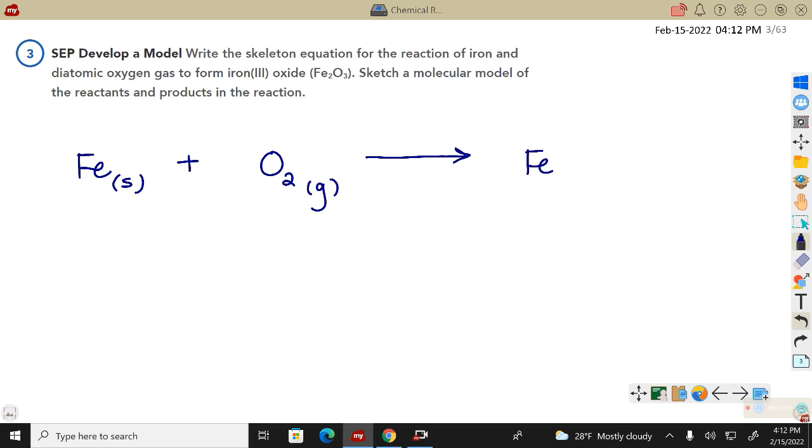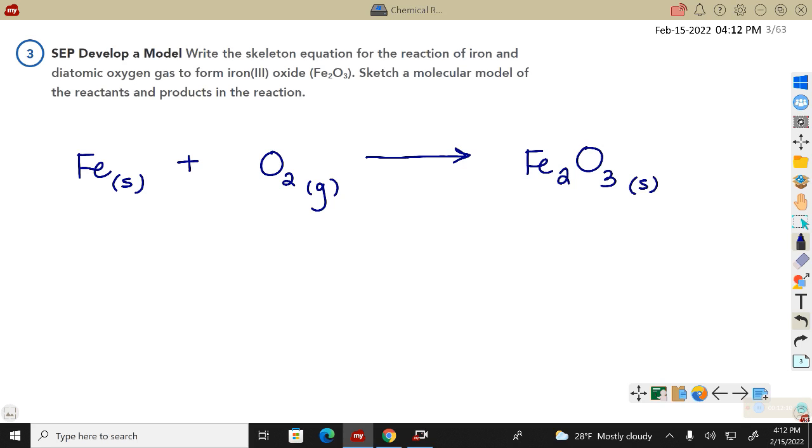Now, how nice, they're telling me the formula. This is rust. This is the equation for the reaction that occurs when your iron cars and nails react with oxygen in the air and rust. It is a solid. It's that rusty colored solid. Here then is my equation.